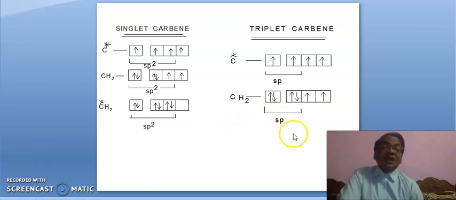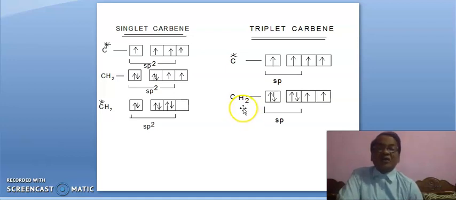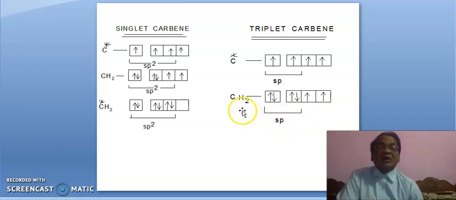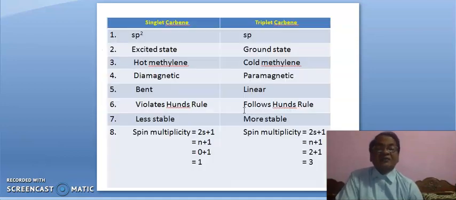What about triplet carbene? It is sp hybridized, so the bond angle is 180 degrees. The molecule is linear, but actually it is bent to some extent. The bond angle is actually nearly 150 degrees, but due to sp hybridization, theoretically we write the bond angle as 180 degrees and the molecule as linear.